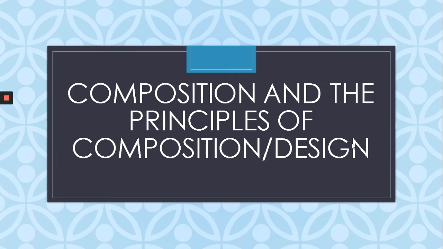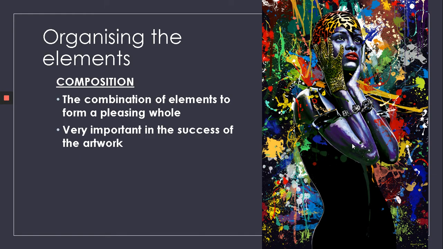So we're going through the composition and the principles of design. Organizing the elements. When we organize the elements in the picture, we are looking at composition. So it's how we are putting things together. Our elements of art would be our building blocks, and composition is how I put those building blocks together.